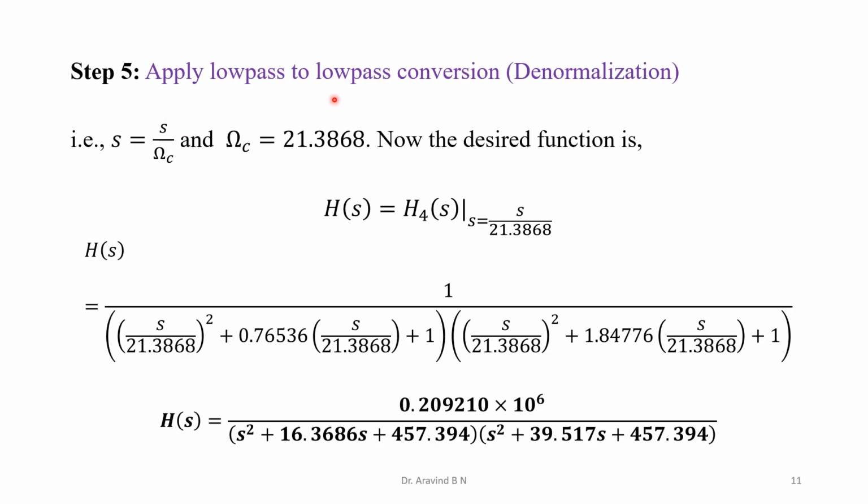Step 5. Apply low pass to low pass conversion, what we call denormalization, that is done by performing s is equal to s divided by omega c. Omega c is a known parameter now, it is equal to 21.3868. So in the Hn of s expression, the normalized representation we had got previously, in the location of s we are going to substitute s divided by omega c. So H of s will take this realization.